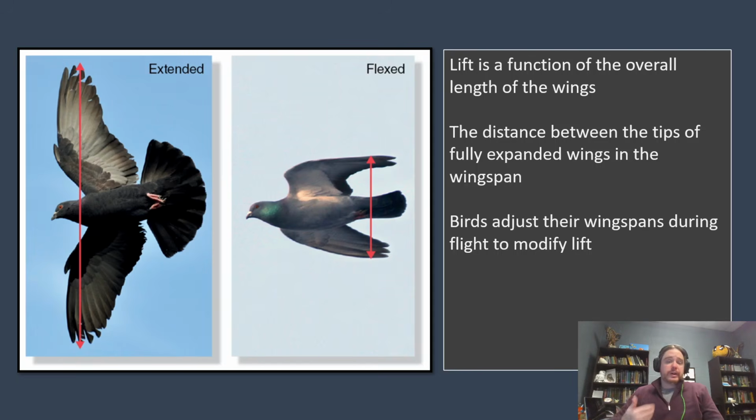Birds have to modify that lift, though, as they fly. They don't always want to just keep generating maximal lift. And so the way they do that, one way, is by tucking in the wings. If you tuck in the wings, you have less lift because you have less total surface area for the lift to be generated from.